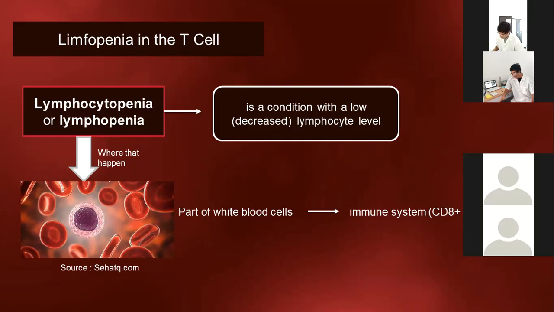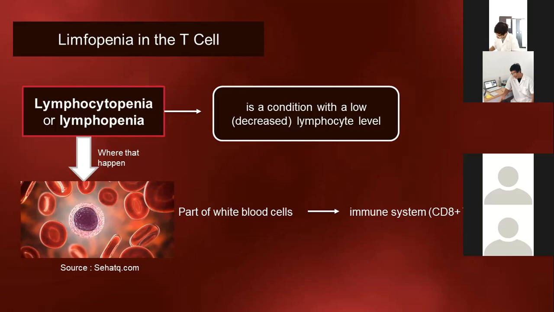This is a part of my presentation today. I want to tell about the immunological change. The first is lymphopenia in the T cell. We know lymphopenia is a condition with a low or decreased lymphocyte, T lymphocyte or T cell level. The T cell has a function in the immune system. In COVID-19, lymphopenia serves as a biomarker and a possible target for intervention to minimize the risk of severe disease.